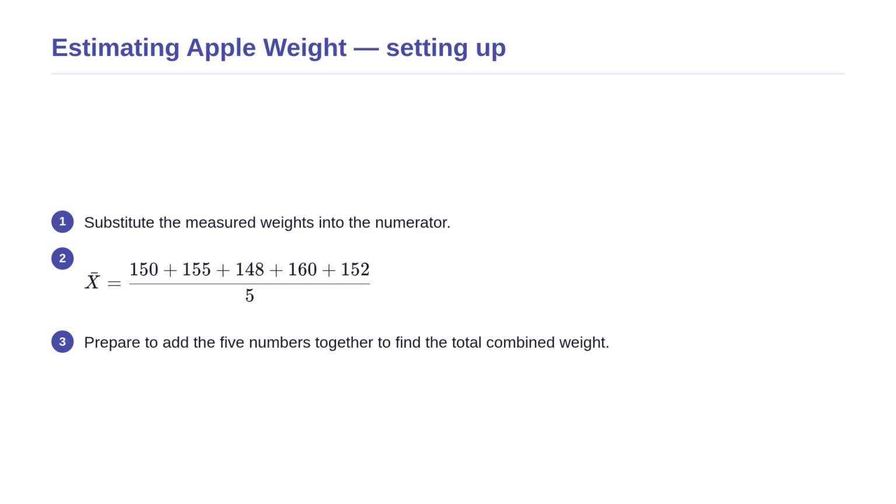Now that we have our formula, let us put it to work. We start by substituting the actual measured weights of the 5 apples into the top of our fraction. The abstract variables are replaced by 150, 155, 148, 160, and 152. We also replace the sample size n at the bottom with 5 because we picked exactly 5 apples. We have transformed our abstract rule into a simple arithmetic problem, and we are ready to add them up.